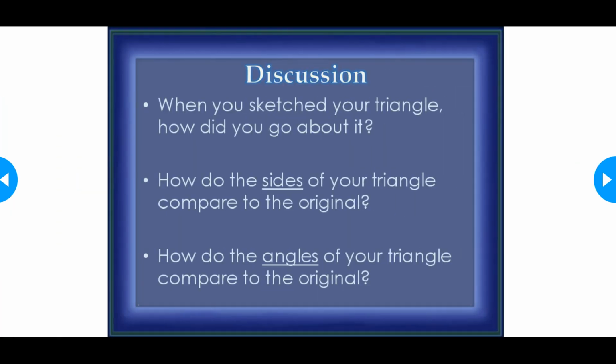So now, when you sketched your triangle, how did you go about it? So you have to look at the shape, because we've discussed it's still got to keep the same type of shape. It's got to be smaller. How do the sides of your triangle compare? If we were shrinking it, what should you be able to say about the sides of your triangle? Smaller by what? Half. There should be a relation. Remember, we were shrinking it in half. And how do the angles of your triangle compare to the original? Yeah, the angles should still be the same, because we discovered that even if they're similar, the angles are still congruent.